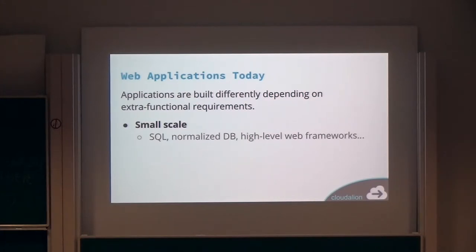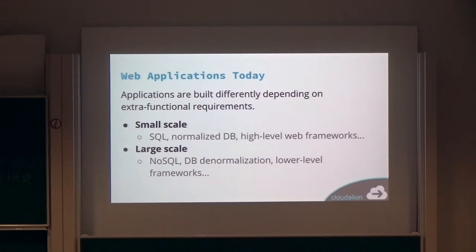Now, take the exact same application, the exact same functional requirements, just increase the scale to very large scale. The design of that application will probably change significantly to, for example, use a NoSQL database, which will be heavily denormalized, so the application will have to maintain redundancy in the data. And the assumptions made by most of the high-level frameworks like Ruby on Rails usually do not hold at scale. So we will end up using lower-level frameworks, things like Express.js.